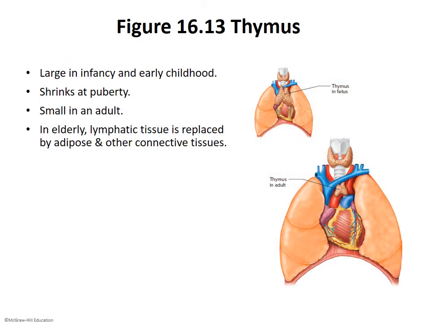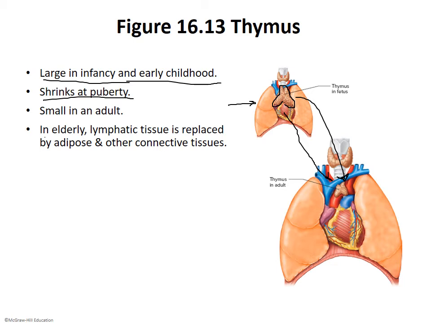As it says here, this is what we talked about: the thymus is large in infancy and early childhood, but it starts to shrink at puberty. And you can see, this is a little baby, how big the thymus is compared to the mediastinum. And then we've got it in an adult. Now, if I was to look at this and measure the two without looking at all the structures around it, it probably hasn't shrunk a whole lot. It's just that everything else got so much bigger.